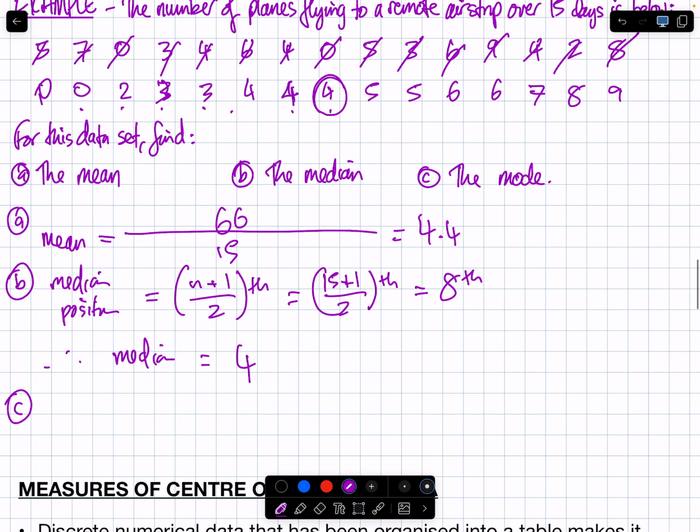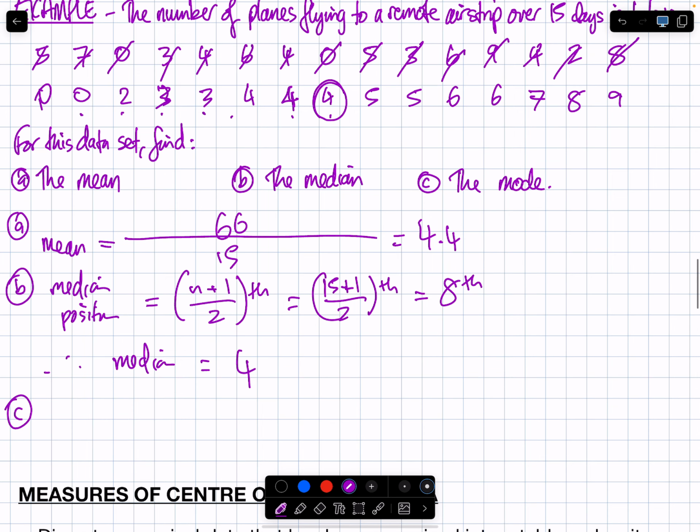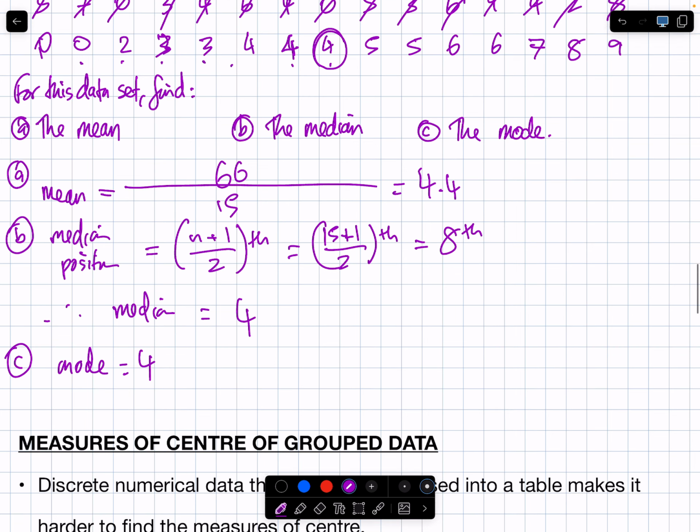And lastly, C. Can someone remind me, was there a formula for the mode? No, the formula was just look. Which is the most common number in all of that data? 4. So the mode equals 4. You don't need to get that down, but it'll be on the video for people that are a little slower. You can copy that down.